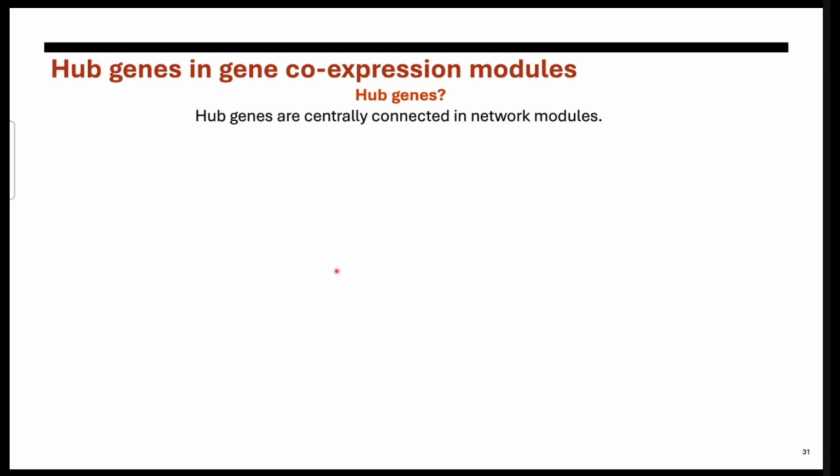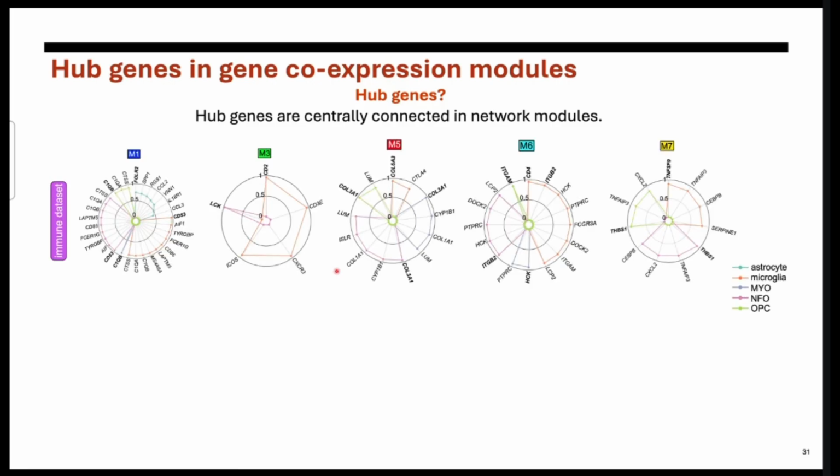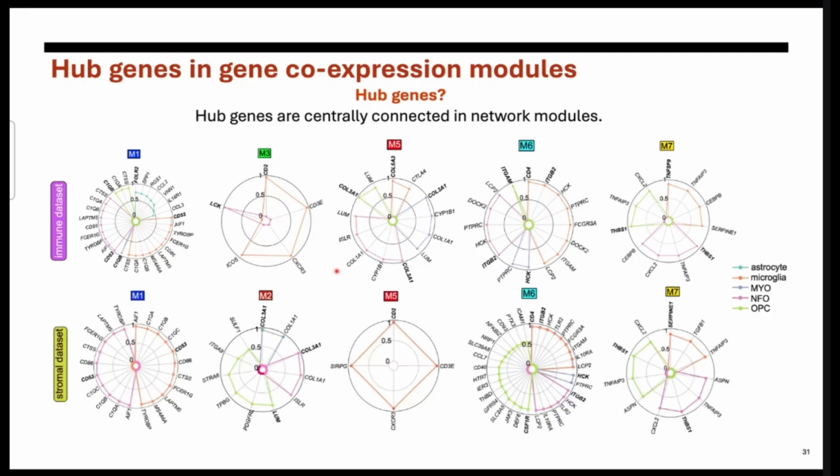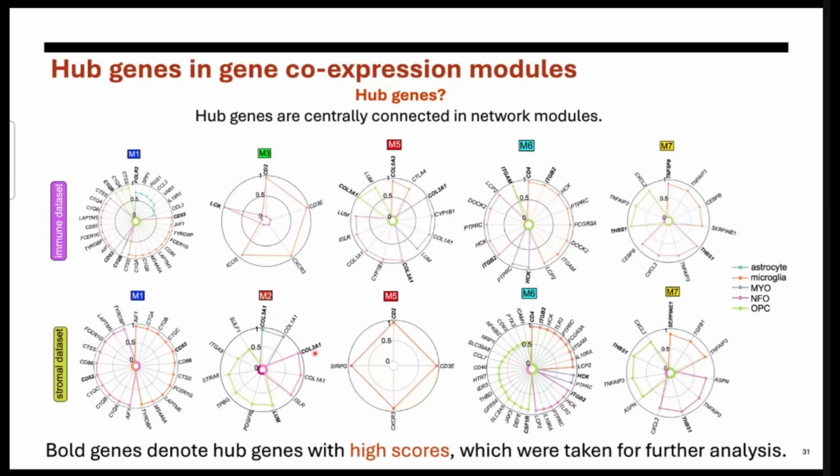It still gives a large number of genes, so we need to identify key connected genes from these networks. So we used an approach called hub gene identification and computed the intramodular connectivity of each gene in these particular glial cell type enriched modules for immune cells and also the stromal cells. If you look closely, there are some genes highlighted in bold. These genes have the highest score mathematically in this particular network. So we say that, okay, these genes are important, with high hub scores.